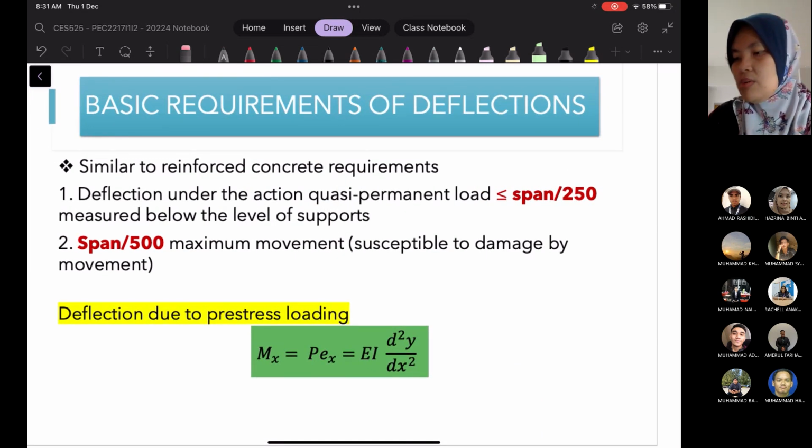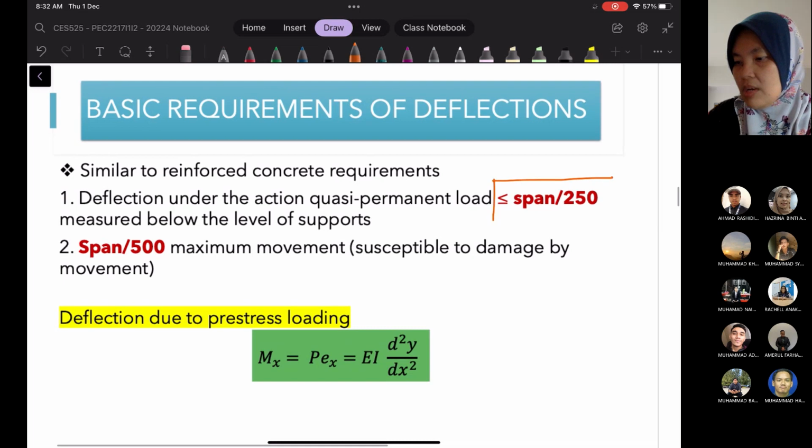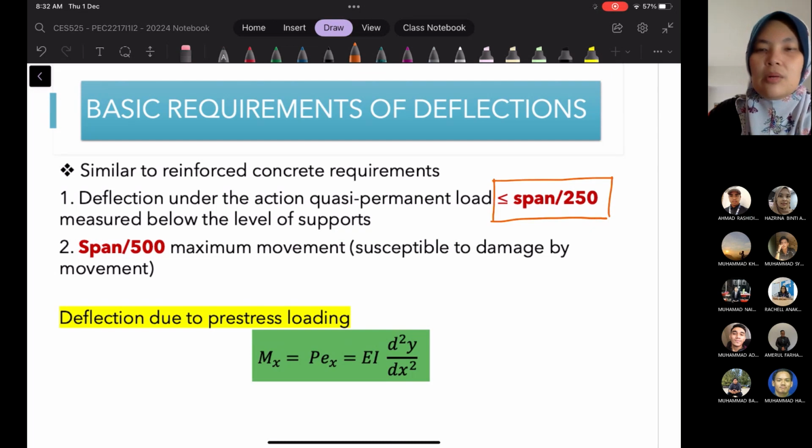Right. So now we are going to look into the basic requirements for deflections. Our topic today is focusing on deflections. Similar to reinforced concrete requirements, deflection under the action of quasi-permanent load should be less than or equal to span over 250, measured below the level of the supports. So we have this limitation. Later we will calculate that our deflection should not be more than this value. So we look at what our span length is.